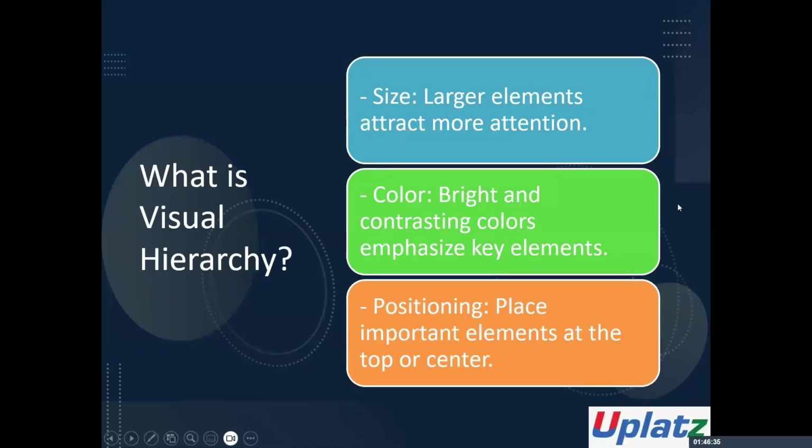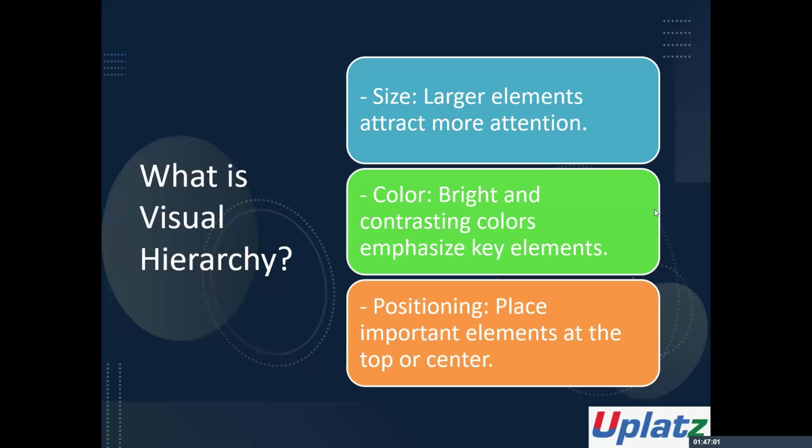What is visual hierarchy? We have understood visual hierarchy consists of size, color, positioning. Where size consists of larger elements which attract more attention. We need to be very careful rather. We cannot just put size on top and consider this, or it will draw all the attention towards those lines. So that's when color comes in.